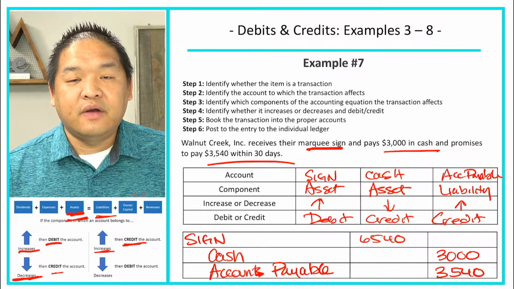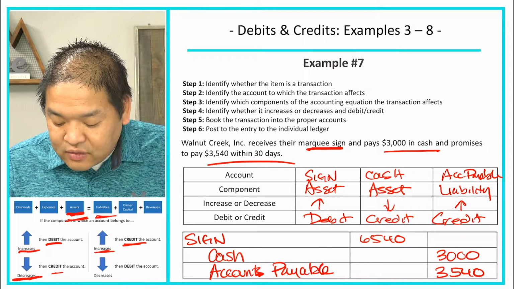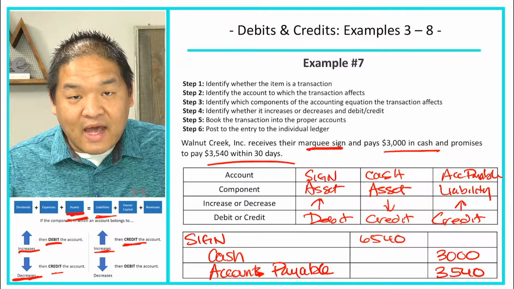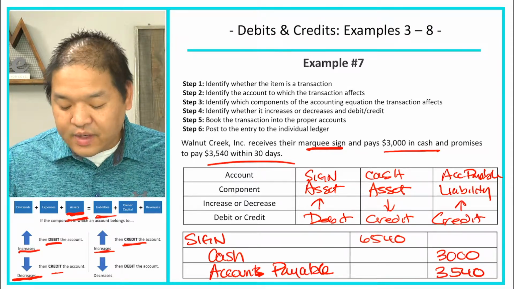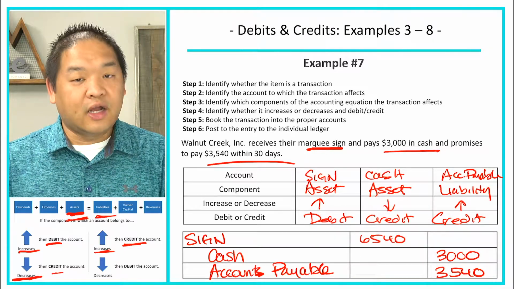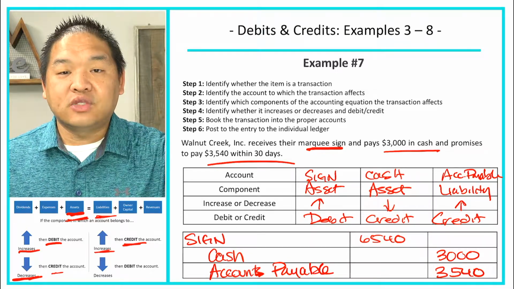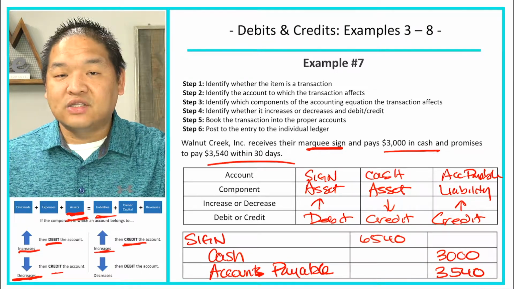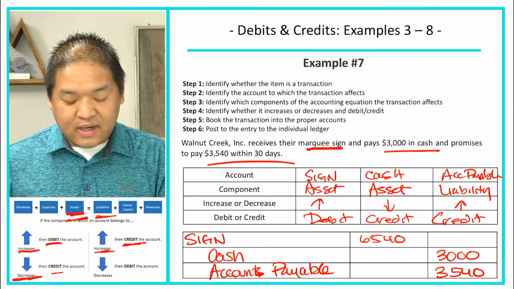So how do we know if we've done this correctly? Well, my debit is $6,540. My credit is $3,000 plus $3,540 gives us $6,540. So our debits equal our credits, which means we're good. So on a compound equation or a compound journal entry, we can have as many journal entries as we want or transaction lines as we want, as long as our debits and our credits equal one another.